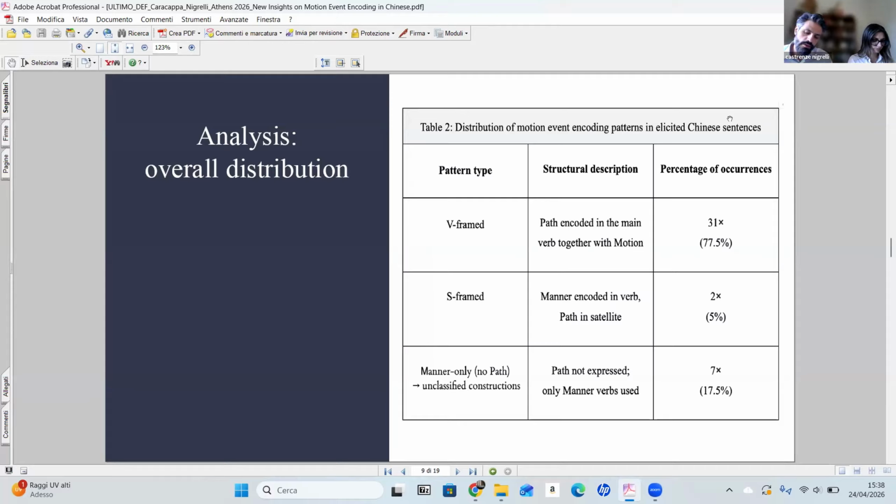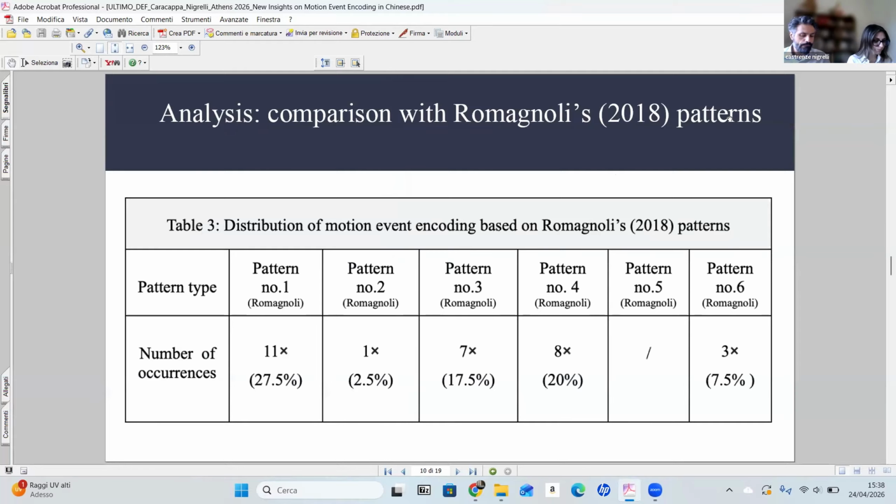Overall, these results indicate a strong tendency toward the V-framed encoding pattern, and thus a high degree of consistency in the description of motion events in Chinese. At the same time, the presence of less frequent alternative patterns suggests a limited degree of syntactic variation, including occasional S-framed and manner-only strategies.